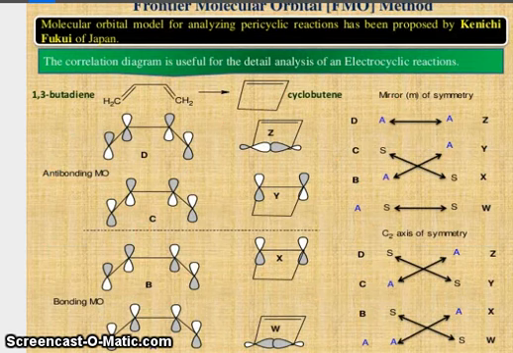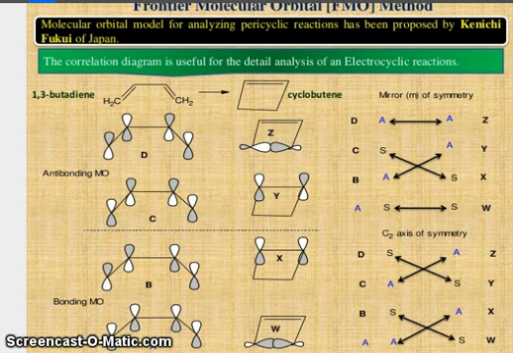Now the frontier molecular orbital method. The molecular orbital model for analyzing pericyclic reactions was proposed by Kenichi Fukui of Japan. The correlation diagram is useful for the detailed analysis of electrocyclic reactions. Let's take one example, 1,3-butadiene converted to cyclobutene. You can see here the bonding molecular orbitals A, B, C, D, and the forming bonds.